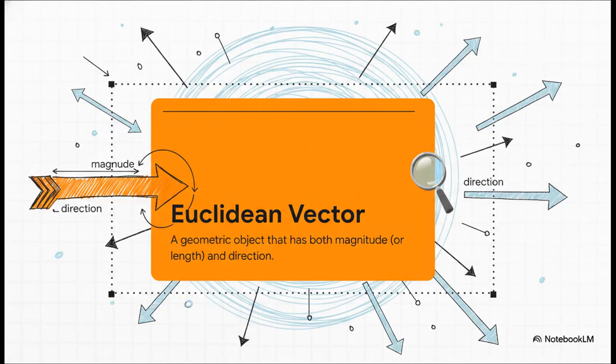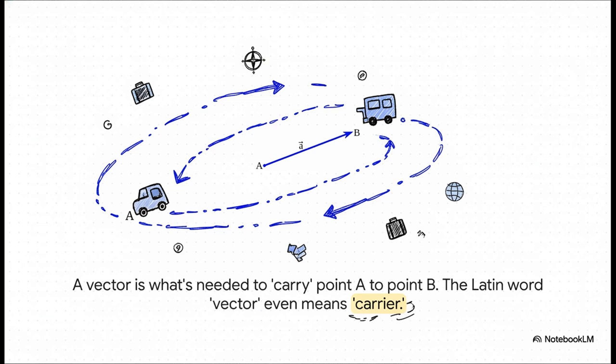And that language is built on this thing right here, the Euclidean vector. Now, don't let the name scare you. You can just think of it as an arrow. It's a really beautifully simple concept. It's just an object that has two key properties: a length, which we call its magnitude, and a direction it's pointing in. Seriously, that's it. The whole concept is just so intuitive.